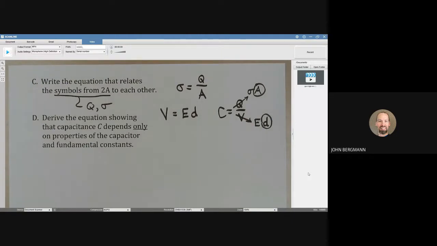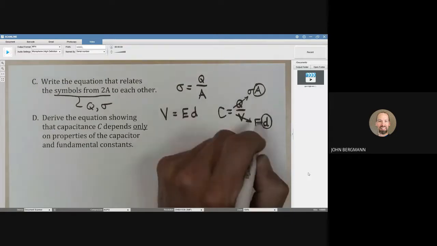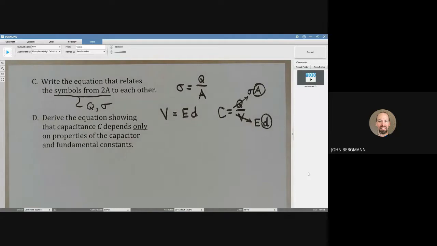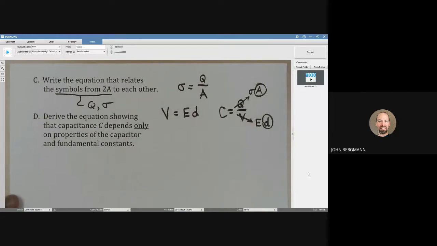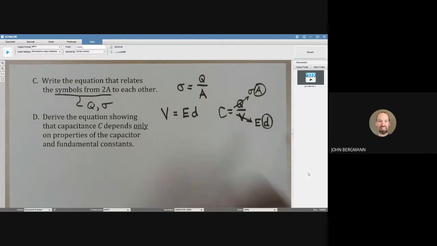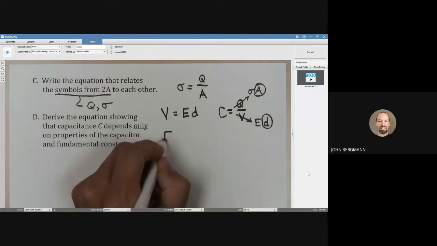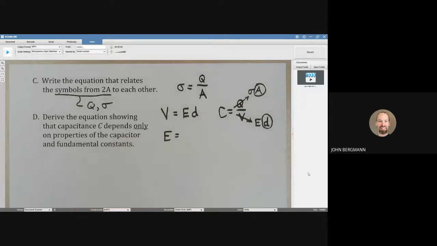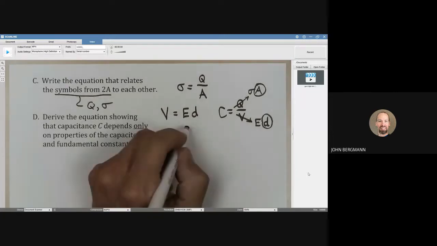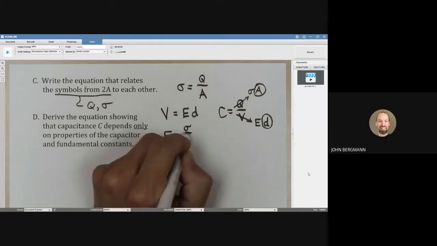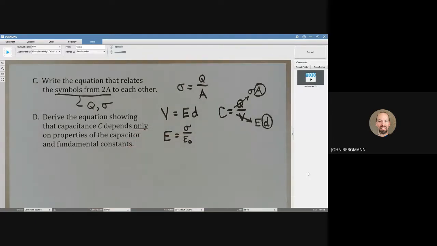That's good so far. Now, what about sigma and the electric field? Those are not properties of the capacitor. That is how it's put together. I think somehow we need to get rid of those. Well, a long time ago, we went through an equation that said whenever you had charge distributed over a surface, the electric field strength in the vicinity of that surface was equal to the surface charge density divided by epsilon naught, which is the permittivity of free space.